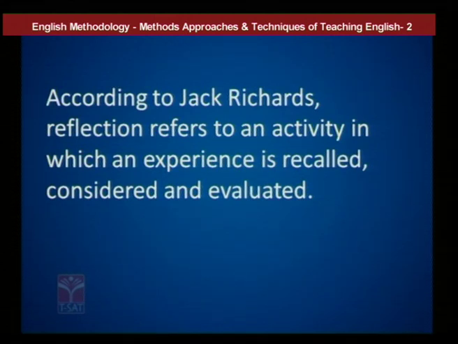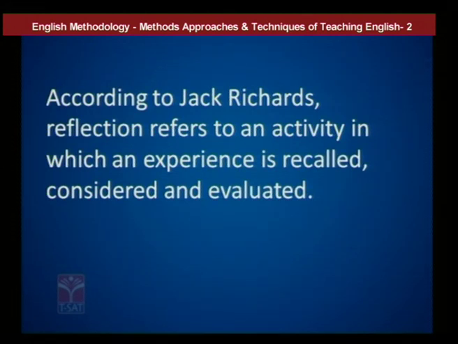So, Richards talks about reflective teaching as an activity, meaning the learner on their own has to perform the activity, has to perform the skill. Based on this activity, the learner gains an experience, and whatever mistakes they committed as a part of the activity are going to be recollected, recalled, considered and evaluated, so that the learner knows where exactly they are lagging. These will be very clear through reflective teaching.